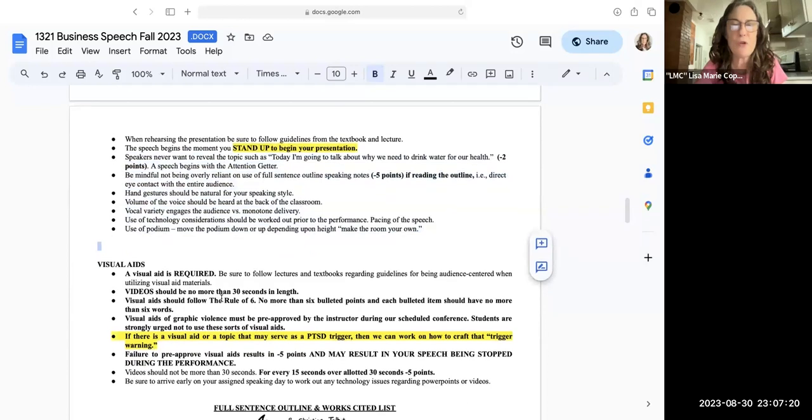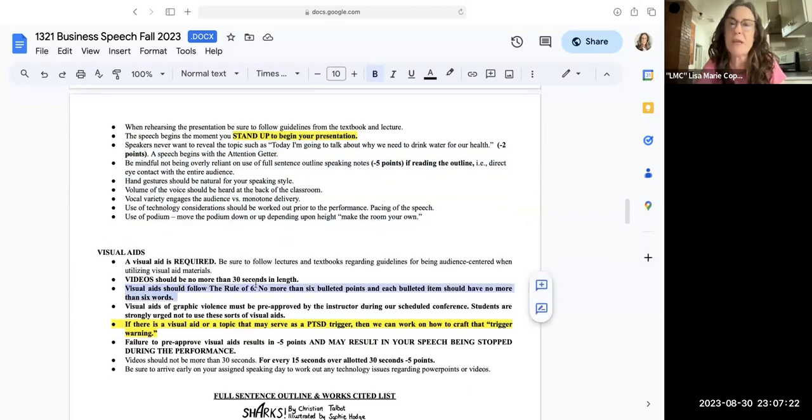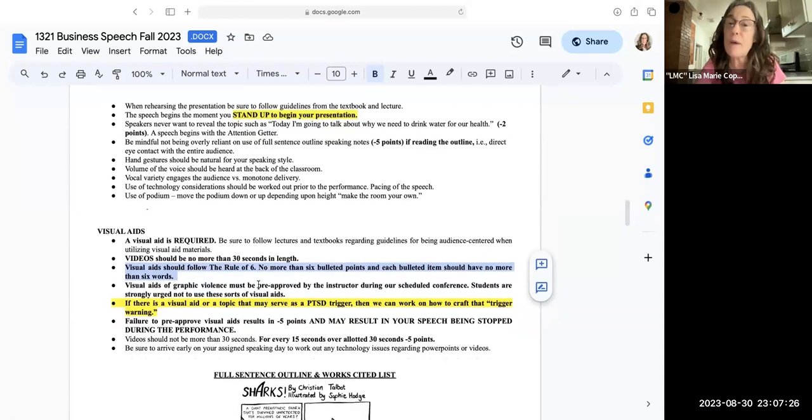The visual aid is required. If you do a video, it should be 30 seconds in length, with no graphic violence. If you do a PowerPoint, remember the rule of 6, and all of this is in your reading materials in the textbook. No more than 6 lines of information, and each line of information should be no more than 6 words. Why do you think that's the case? That's right, because people will start reading your visual aid and not focusing on you as the speaker.